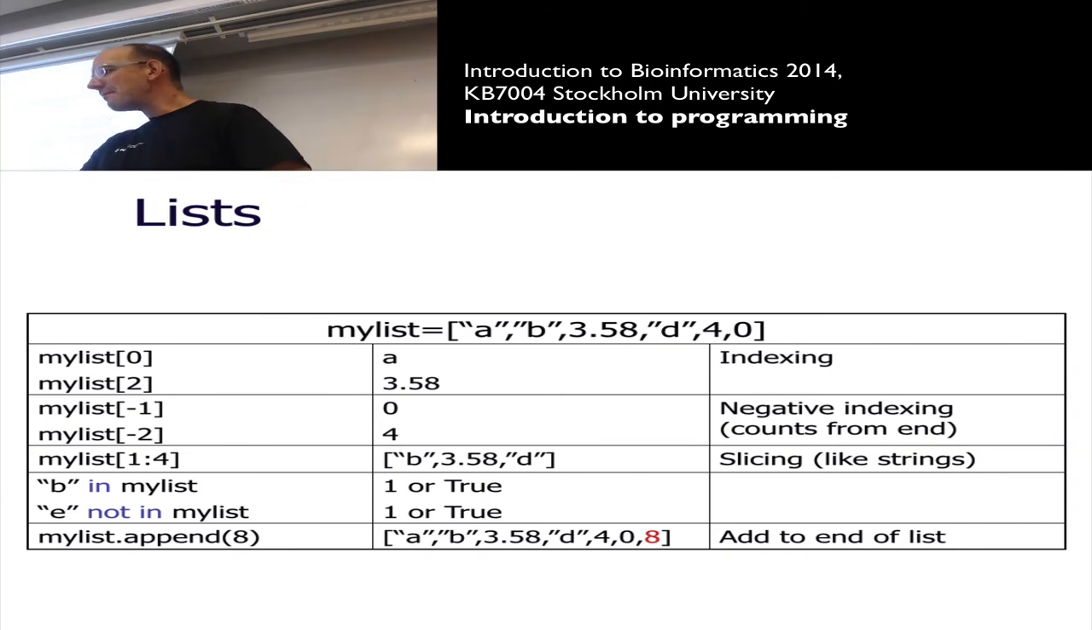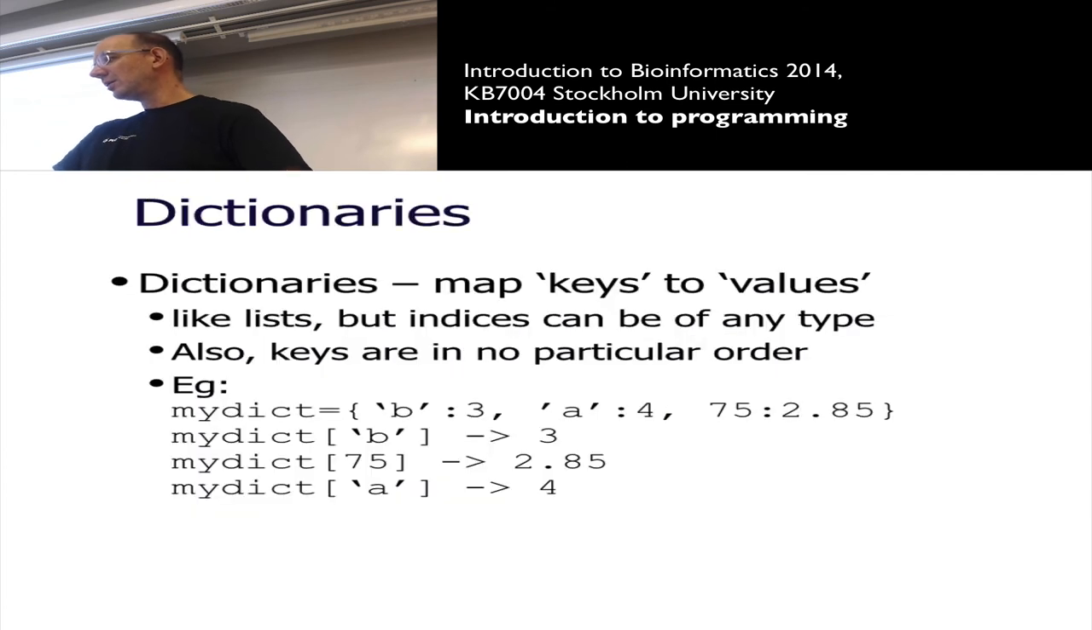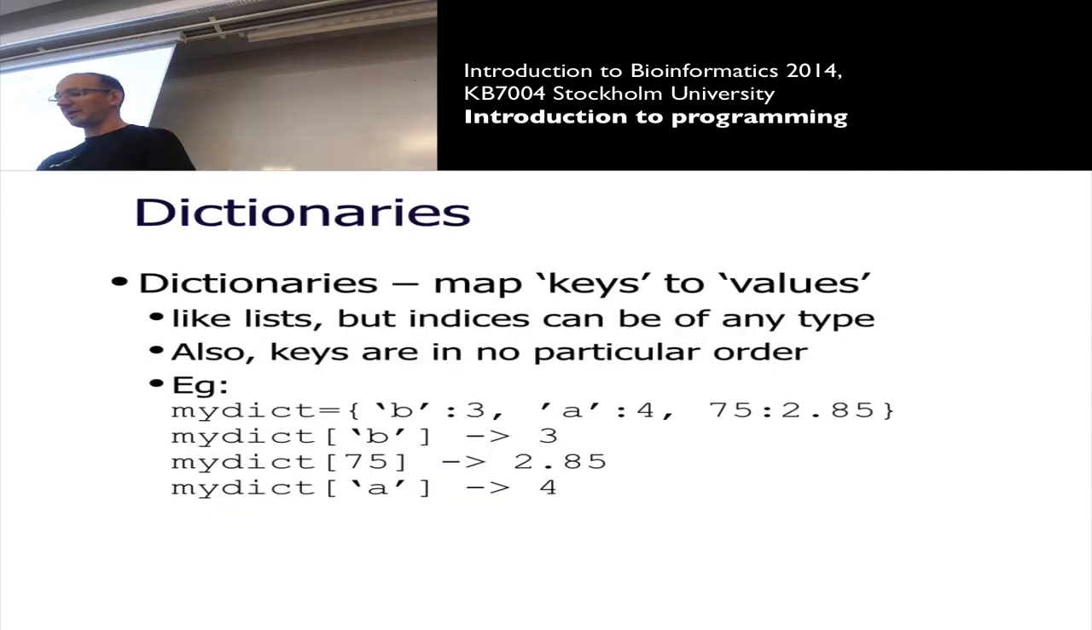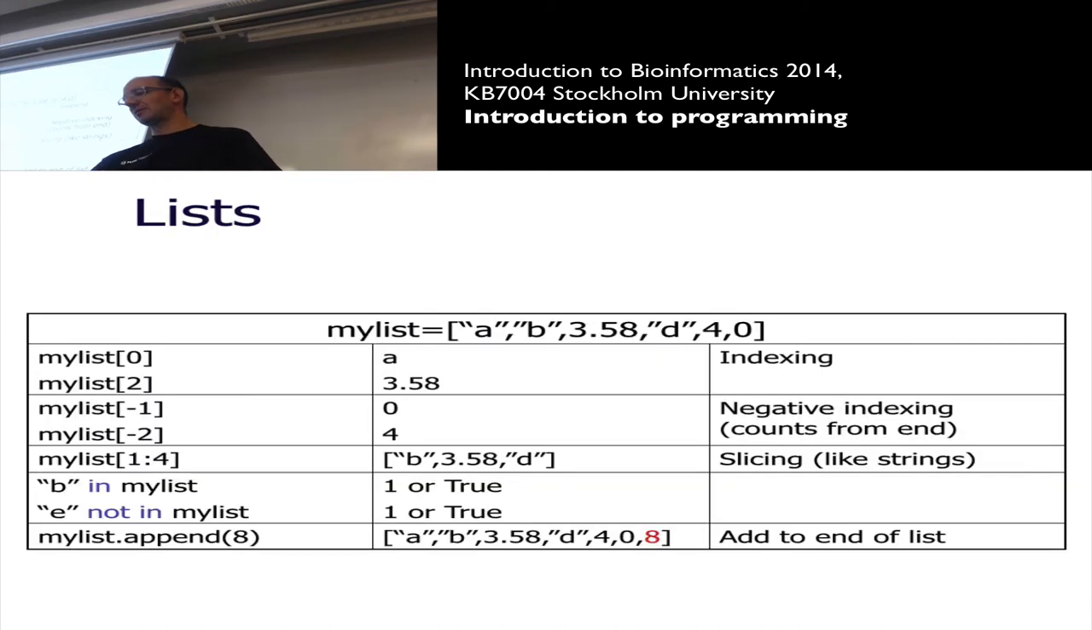Even maybe more important and useful are dictionaries. Normally, if you have a variable, it is basically just a list of values put together. So you have something in position one and something in position two, and often that's useful. In most cases you will have the same types all over.